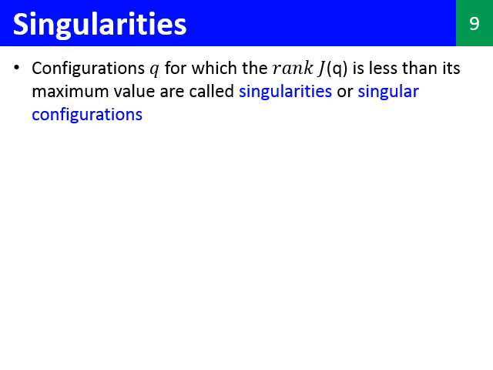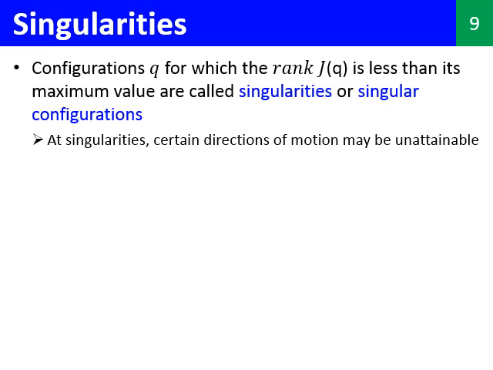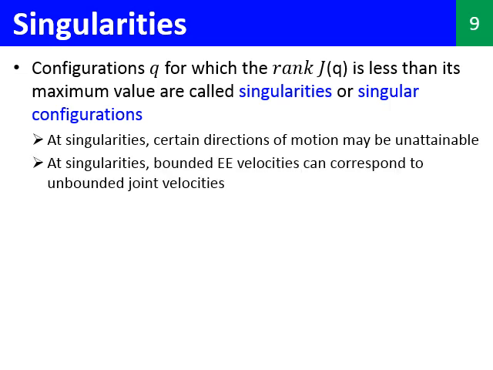Now we are ready to define the term singularity for a robotic manipulator. So the configurations for which the rank of the Jacobian matrix is less than its maximum value are called singularities or singular configurations. Okay. So at singularities, motion in certain directions would not be attainable. That is, at singularity, a certain bounded end effector velocity that we would like to achieve will correspond to maybe infinite joint velocity.